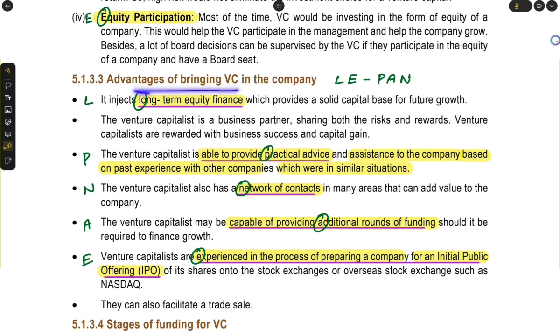Next is the advantages of bringing in VC. The short form is LEPAN, like take your pen, lay pen. L stands for it injects long term equity finance, which provides a solid capital base for future growth.